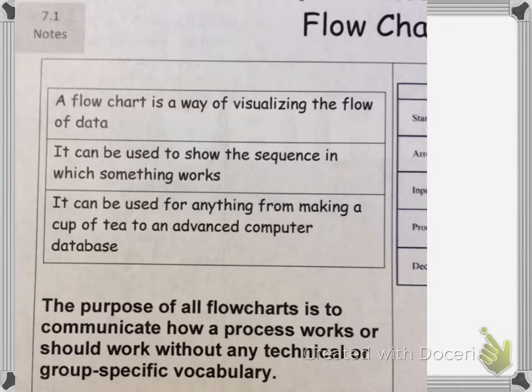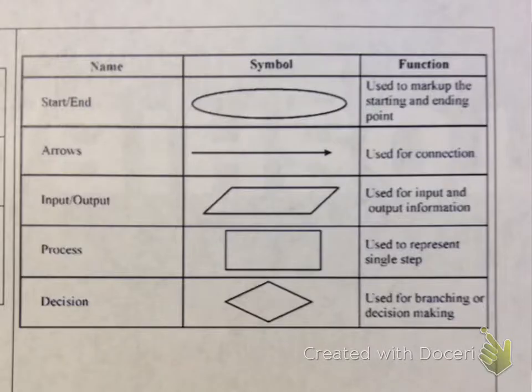So really, a flowchart is a visualization of a list of steps of things to do. You could draw a flowchart up for just about anything. The purpose of all flowcharts is to communicate how a process works or should work without any technical or group specific vocabulary. So again, like I said, a visualization of what kind of order you would do things in.